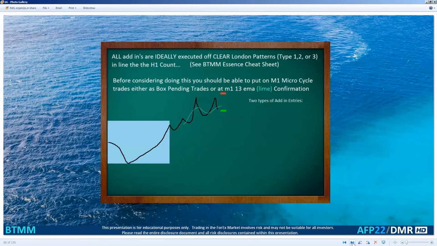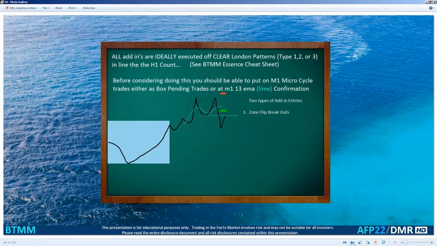All right, 2 types of add-ins. 1, zone flip breakout. Brand new concept of an idea we've talked about for quite some time. That is the zone flip. Now we're going to introduce a breakout. This is only for the M1 chart. It's only if you have an order near the fringe, and it's only if you see a clear London pattern type 1, 2, or 3. All right, price breaks below an area, you spot the zone flip.